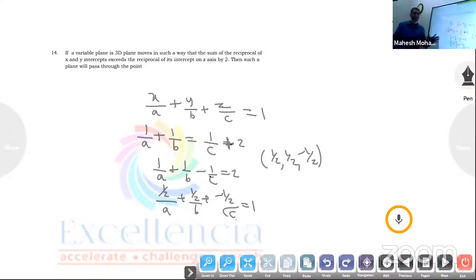Note, nothing else. People think it is so lengthy, but it is nothing. Condition is 1 by a plus 1 by b exceeds the reciprocal by 2. So 1 by a plus 1 by b equal to 1 by c plus 2. So bring 1 by c this side. 1 by a plus 1 by b minus 1 by c equal to 2. I want 1, so divide by 2. 1 by 2a, 1 by 2b, plus minus 1 by 2c is equal to 1. Comparing x, y, z, the point is 1 by 2, 1 by 2, minus 1 by 2. Answer.